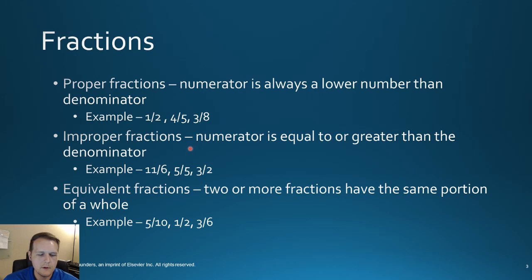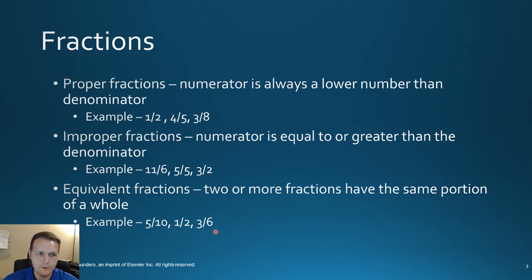Improper fractions are where the numerator is equal to or greater than the denominator. So in this case, 5 over 5 is all we know to be just 1, but this is also considered to be an improper fraction. Similarly, 3 over 2 or 11 over 6, because it is bigger than the denominator, it's considered improper. And then certainly we can have a lot of equivalent fractions, where 2 or more have the same portion of the whole. So you can see that 5 out of 10 is the same as 1 out of 2, which is the same as 3 out of 6. Again, not scary so far, right?